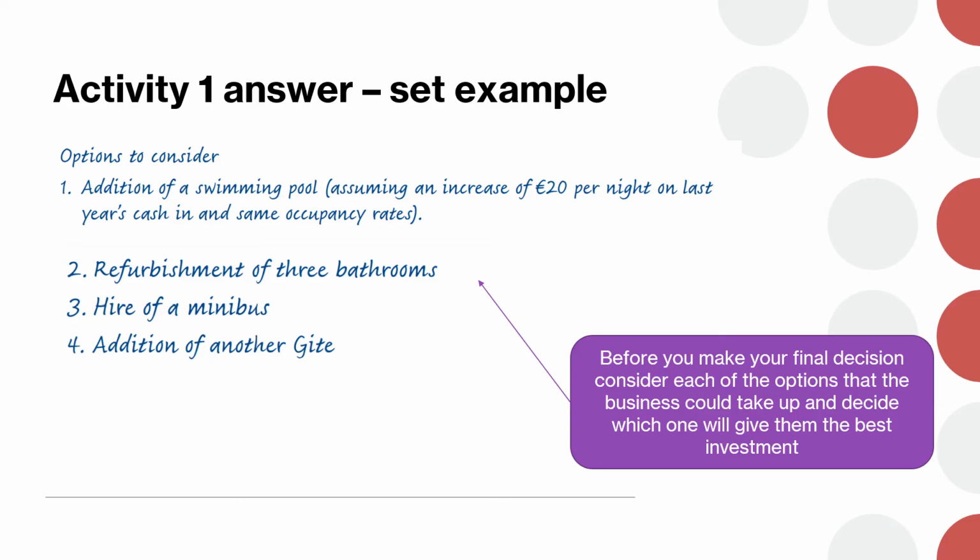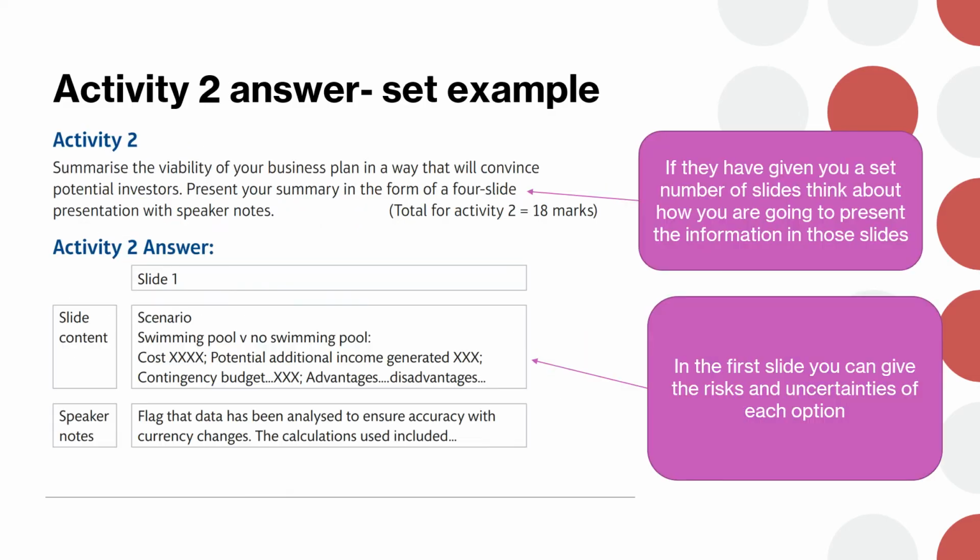Now, before you make your final decision, consider each of the options that the business could take up, and then decide which one will give them the best investment. So talk about each of the investments and how each one might be a benefit to the business, how it might not be a benefit to the business, and then choose one that you know will give them the best investment and then justify why that is.